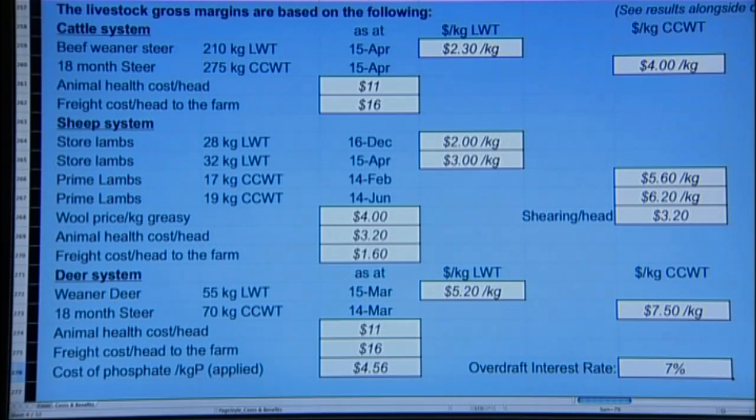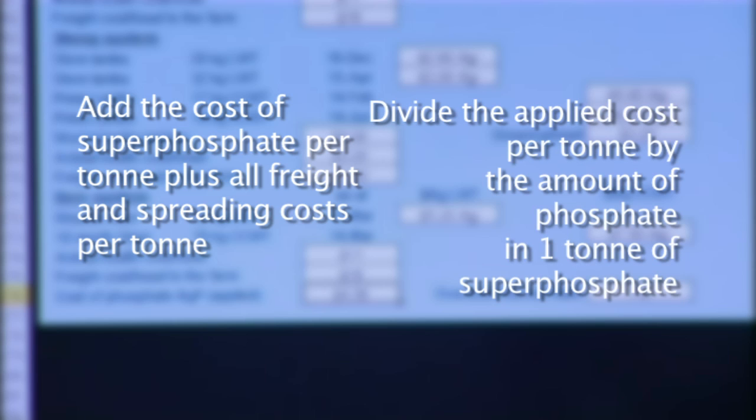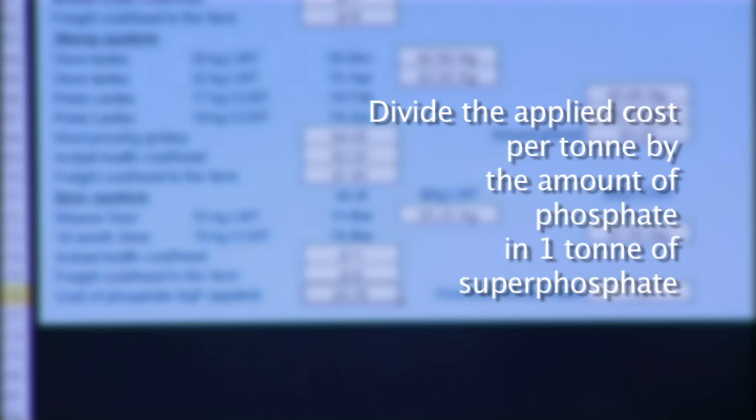To calculate the applied cost of phosphate, add the cost of superphosphate per tonne plus all freight and spreading costs per tonne. Divide the applied cost per tonne by the amount of phosphate in 1 tonne of superphosphate, for example 9.1%.